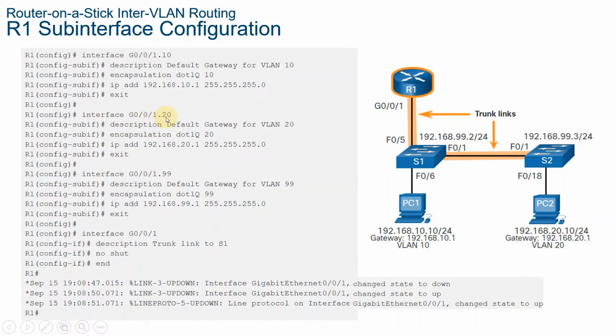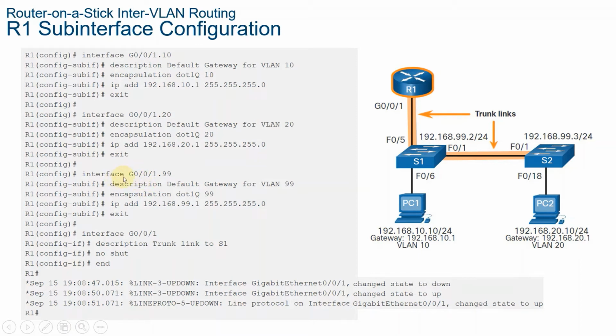Next, interface G0/0/1.20. This is the subinterface for VLAN 20. Encapsulation dot1q 20, IP address 192.168.20.1 /24, so that would be 255.255.255.0. So let us create the third subinterface, which is for VLAN 99.